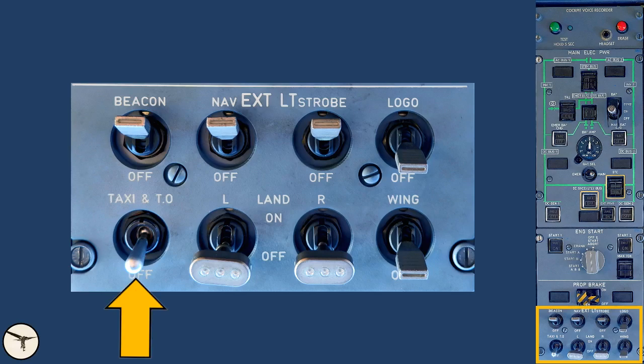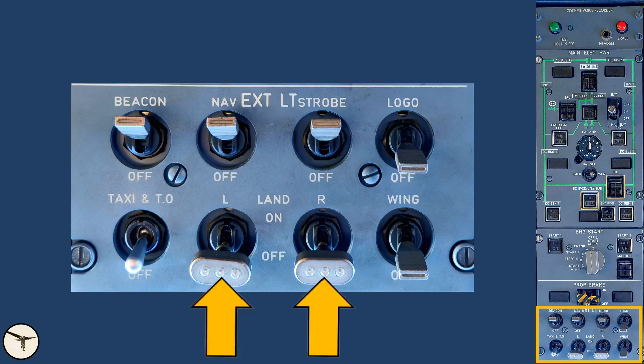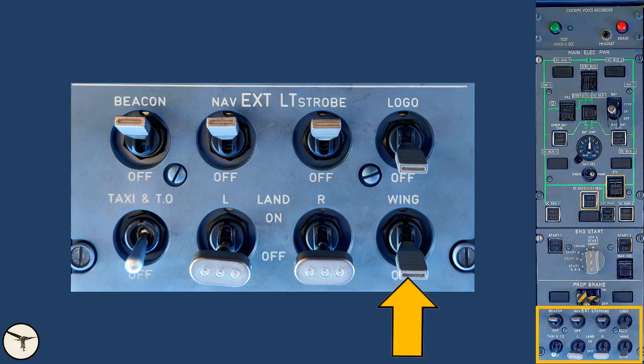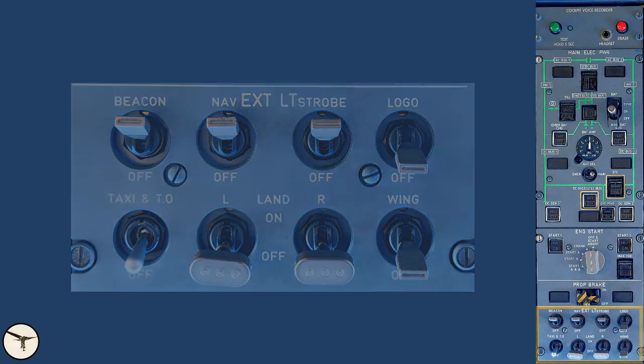The taxi and takeoff light switch is rounded, which makes it easier to recognize without having to look at the panel. For the same reason are the landing light switches shaped like the rounded rectangle. On some aircraft, the taxi takeoff light is located to the right side of the landing lights. The wing light is used when engine number 2 is running in hotel mode and when flying in icing conditions at night to observe ice accumulation on the wings.